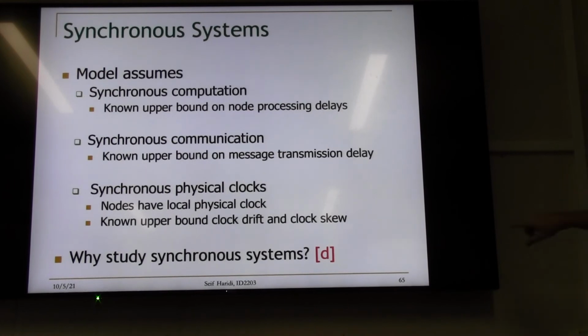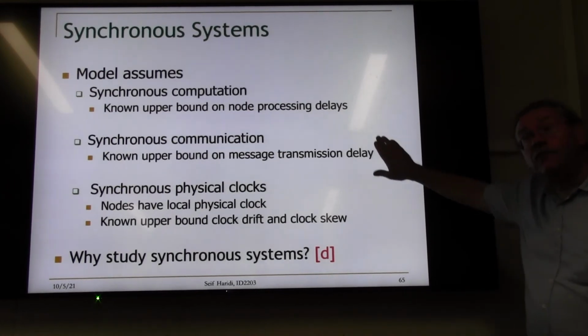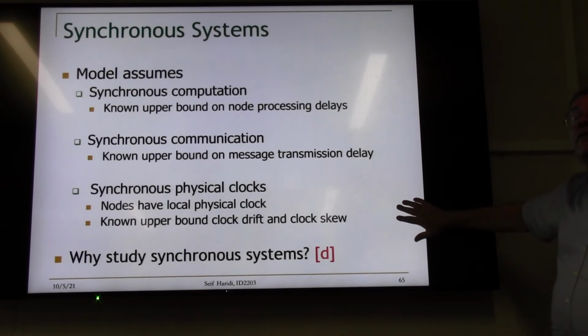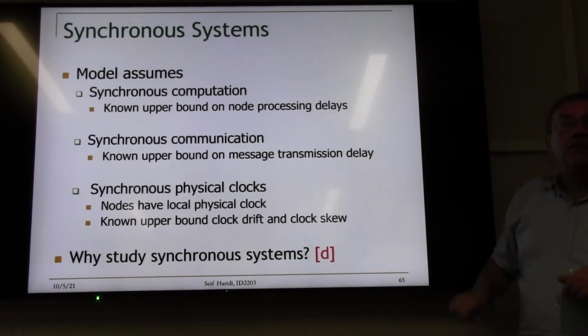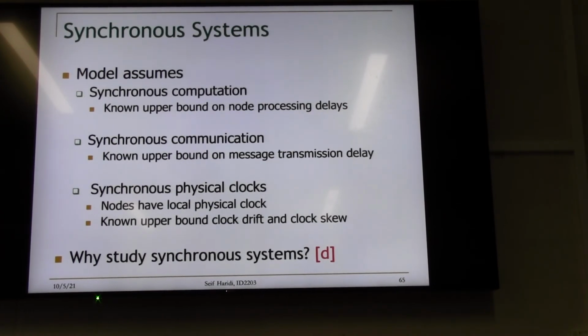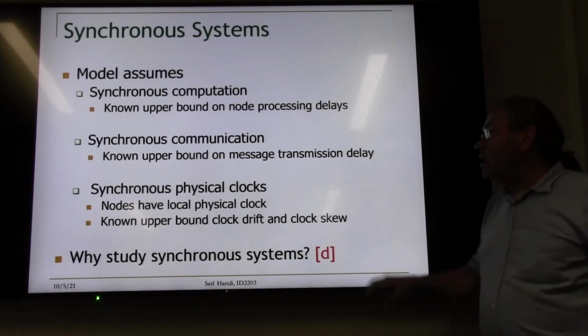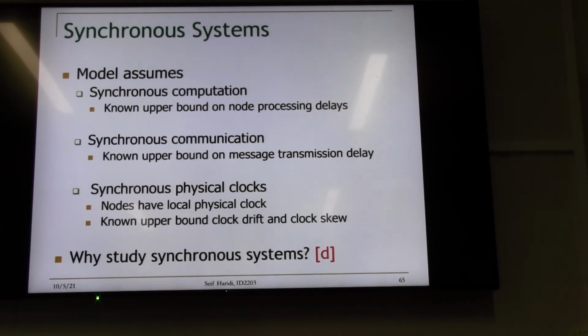Another reason is that small systems are synchronous. So these systems do exist, okay? A system that is physically small can be made synchronous. Of course, a large system cannot be made synchronous because of the transmission, the distance. So the internet is clearly not synchronous, but a small system can be made synchronous. So that's another reason, because they really do exist.